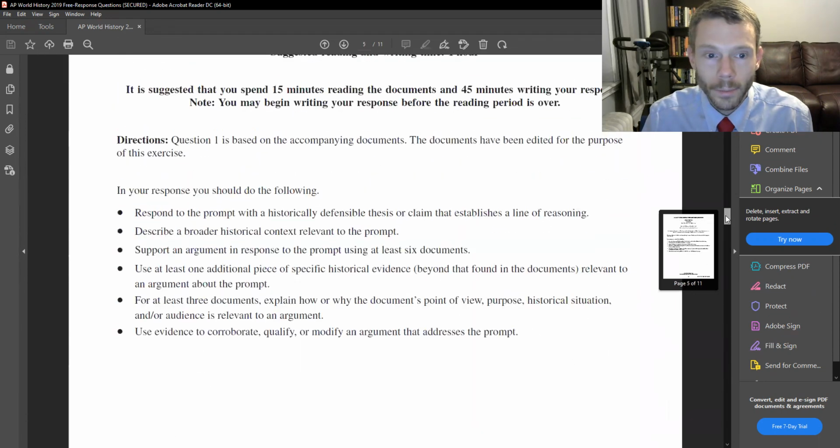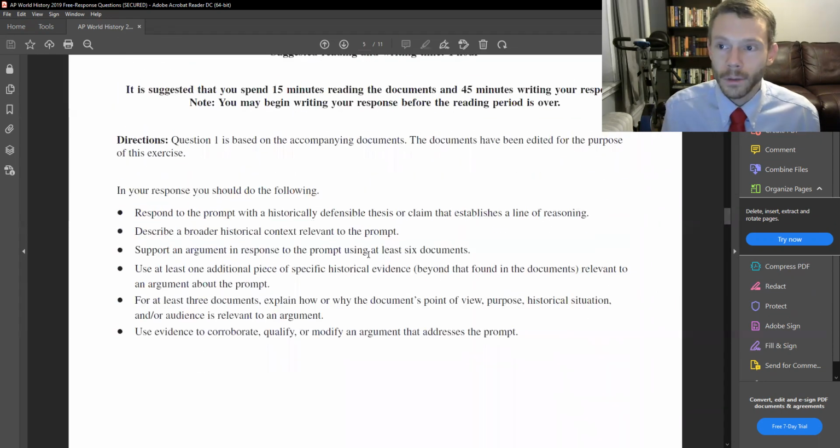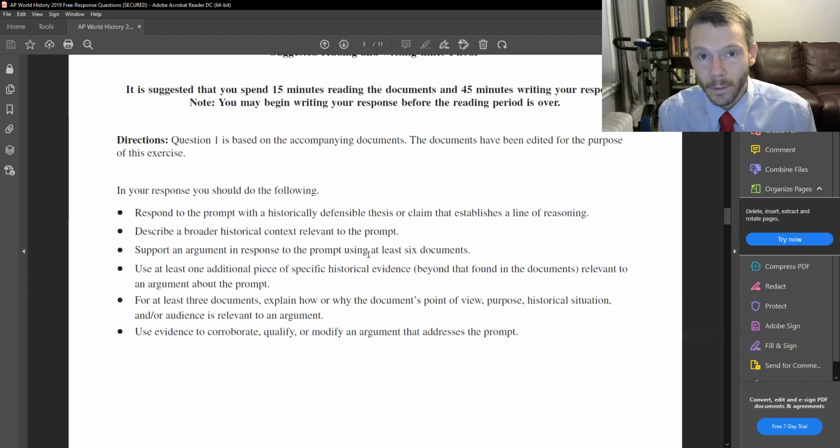So going back to the prompt, in order to get the first point, you must have a thesis that takes a stand and that establishes a line of reasoning. So for example, a basic claim could say that the Portuguese were able to successfully transform maritime trade because of reason A, B, and C. Perhaps one of your reasons might be how they established ports in various different regions in South and Southeast Asia.